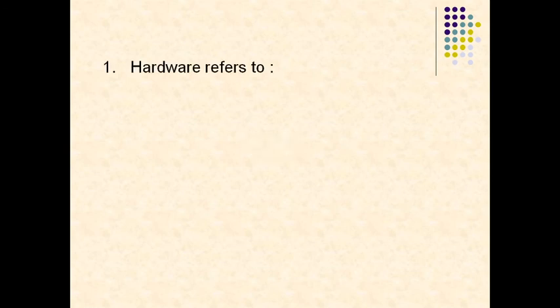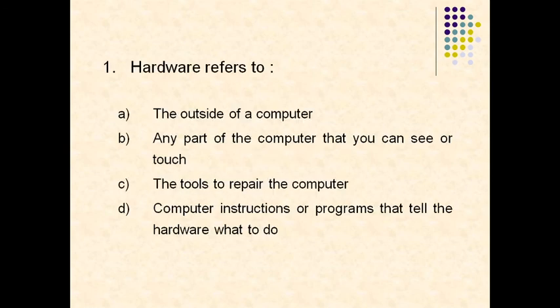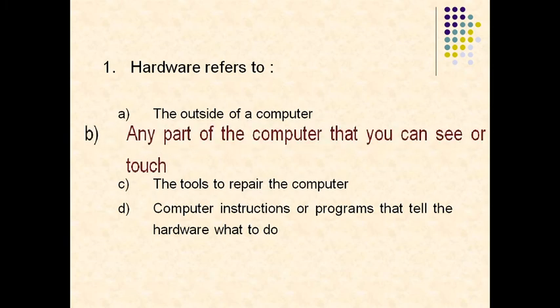Now, in today's quiz, we have some questions. What is the first question? Hardware refers to, and we have four options. A, the outside of a computer. B, any part of the computer that you can see or touch. C, the tools to repair the computer. D, computer instructions or programs that tell the hardware what to do. So, what is the answer here? B is the answer. So hardware refers to any part of the computer that you can see or touch.